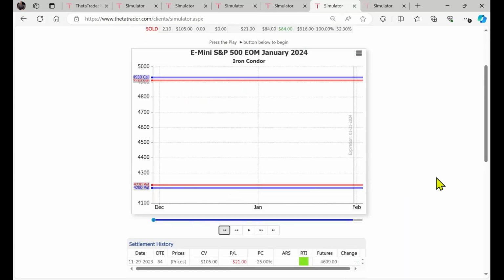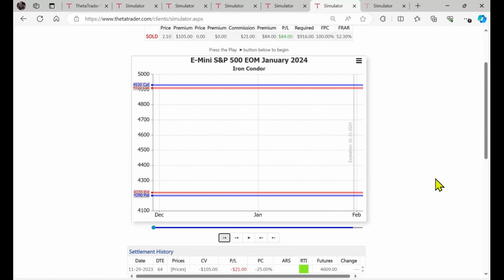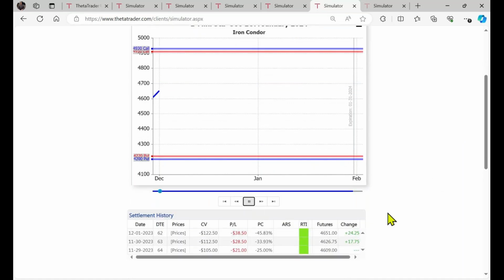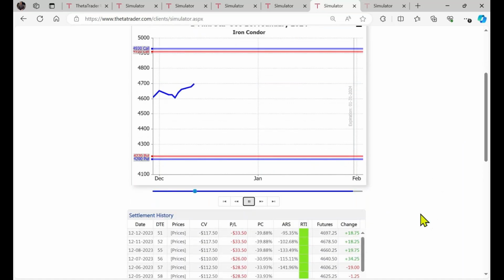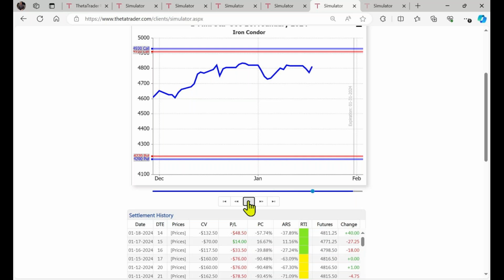Here's another condor example. This is the S&P again. You can see it's turning yellow, so elevated risk, but still do nothing. Then it turns red. So on January 25th, you had a red RTI, too much risk, get out, take your loss.